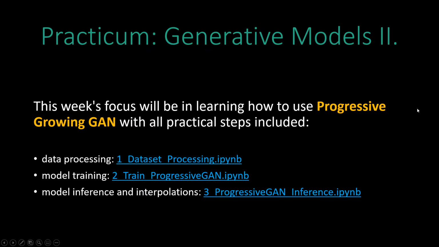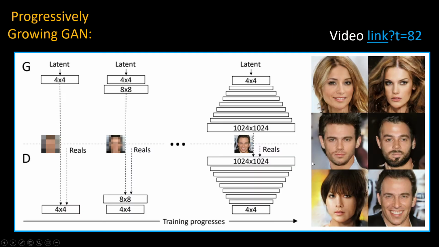Let's continue with the second iPython notebook. We will look at training a progressively growing GAN. One thing to note from our previous class is that the progressively growing GAN is the same as a regular GAN because it has a generator and a discriminator setup.